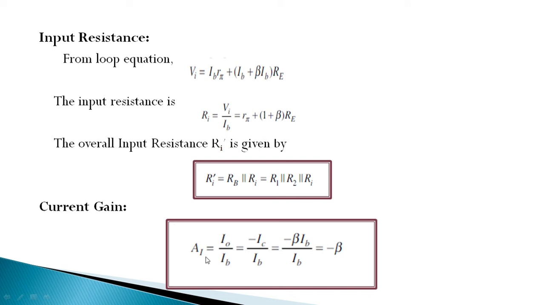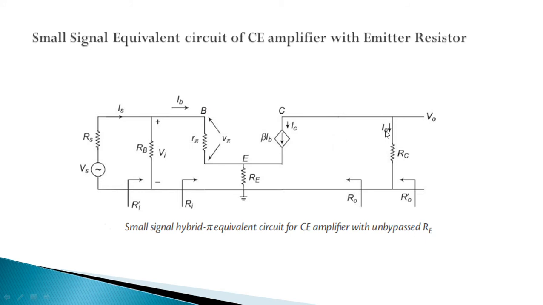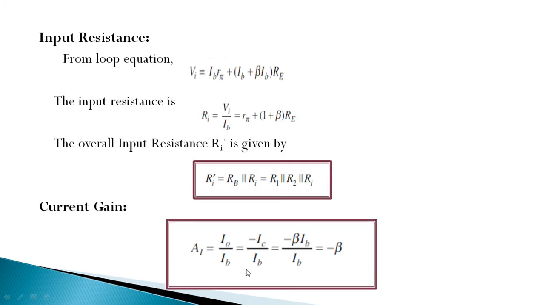The current gain is given by the formula output current divided by the input current. From the figure, the output current is I naught, and the input current is IB. I naught can be written as minus IC, where IC can be written as beta into IB. So we can write AI is equal to I naught divided by IB, or minus IC divided by IB. IC can be written as beta into IB by IB. IB by IB get cancelled. So the current gain of a common emitter is given by minus beta.